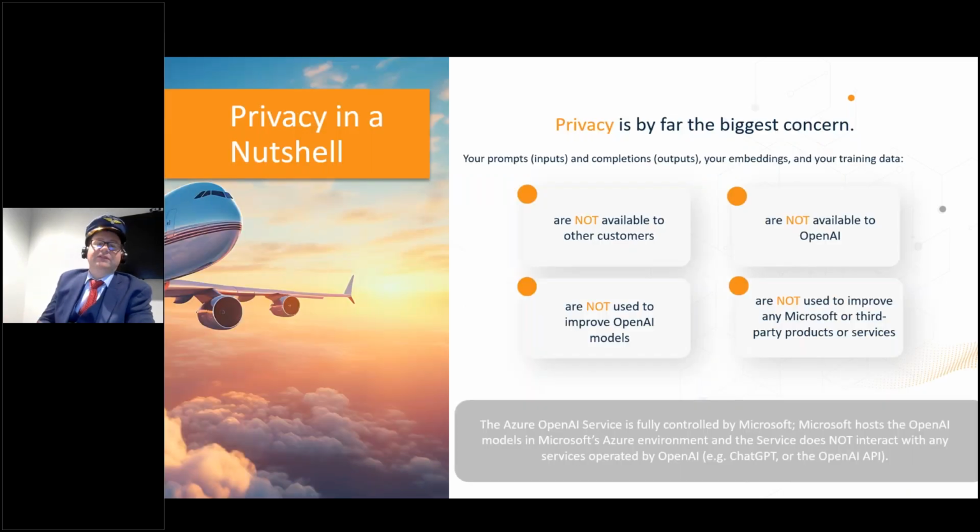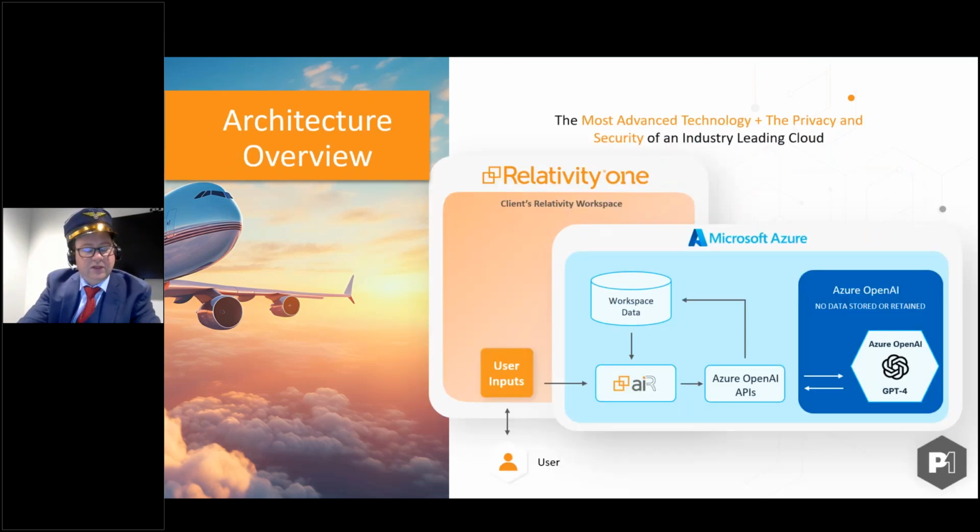And so as far as from a privacy standpoint, how does that work? The prompts, and so the inputs and the outputs, your embeddings and training information, they're not available to other customers. They're not used to improve OpenAI models. They're not available to OpenAI. And they're not used to improve any Microsoft product or third-party product or service. So just as an FYI, Relativity has an agreement with Microsoft in place for that.